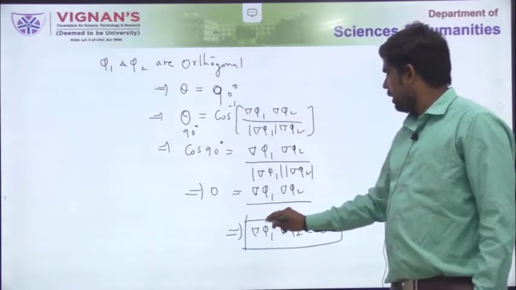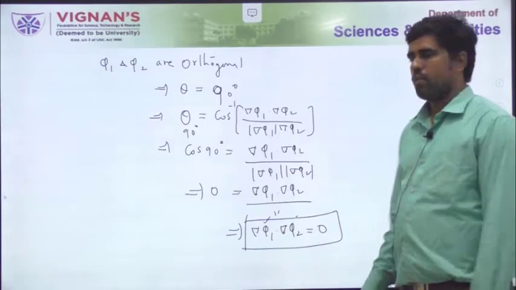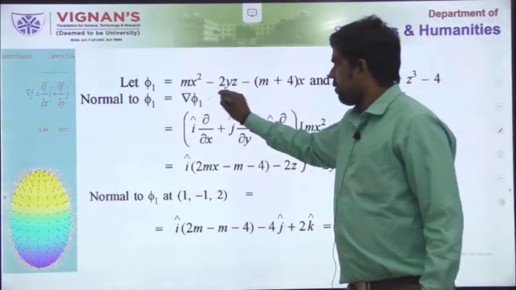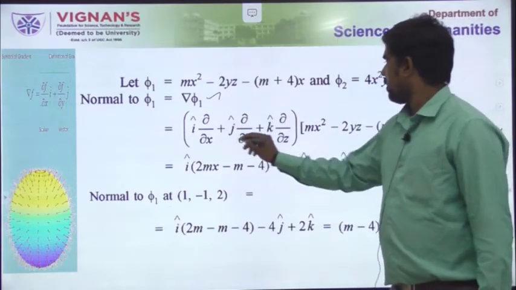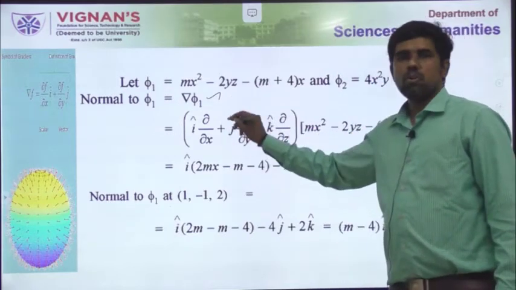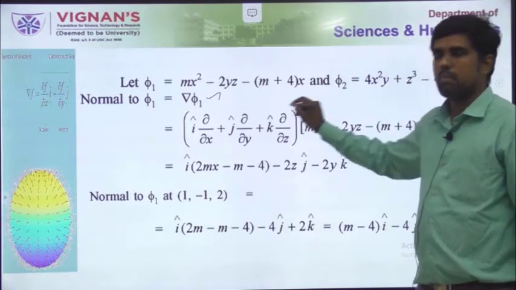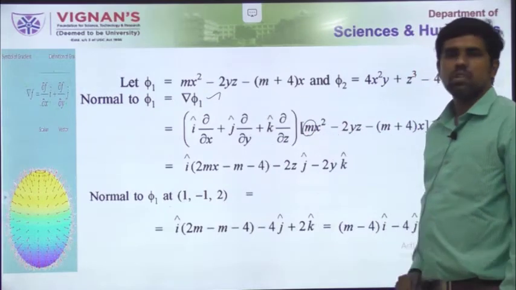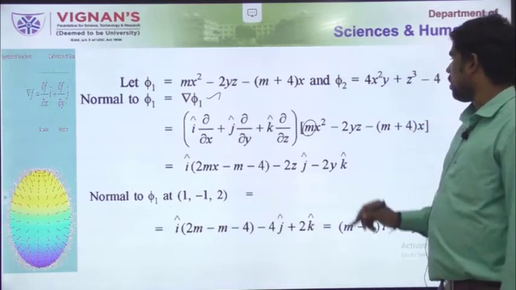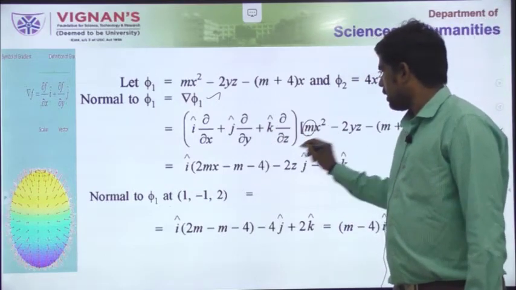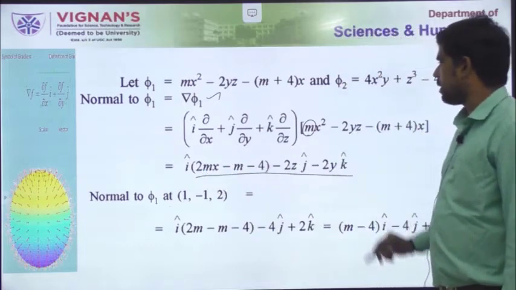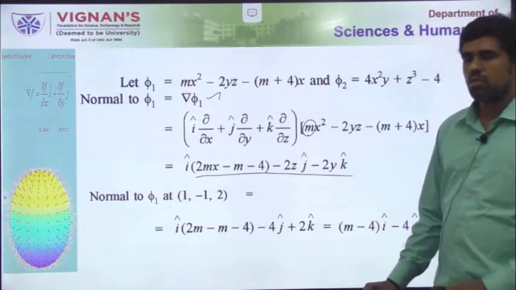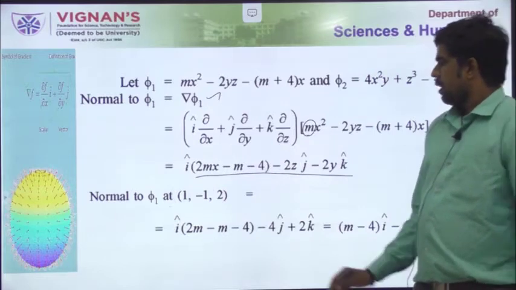So anyway, what do I need? Del phi 1 and del phi 2. So first I am going to find del phi 1. Del phi 1, you know, i vector into dou by dou x, this definition we are familiar with. What is different in this? m and n are missing constants. So you differentiate, and you will get term wise i vector into 2mx minus m minus 4 minus 2j vector. So you can find that one.